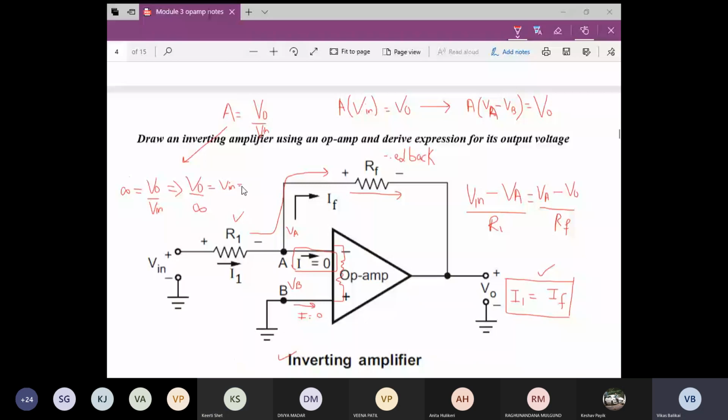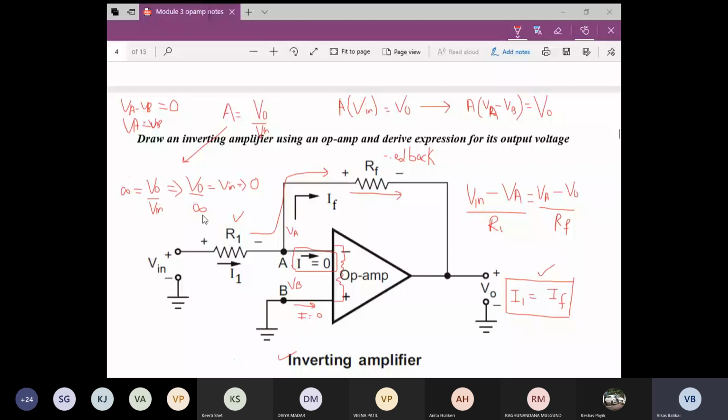And what is V in? V in is nothing but VA minus VB. So that means VA minus VB is equal to 0. So if VA minus VB is equal to 0, then can I write VA is equal to VB? I can write, right? Now all of this is a mathematical version. It is not practical. That's the reason I call it not a real ground. I call it a virtual ground.